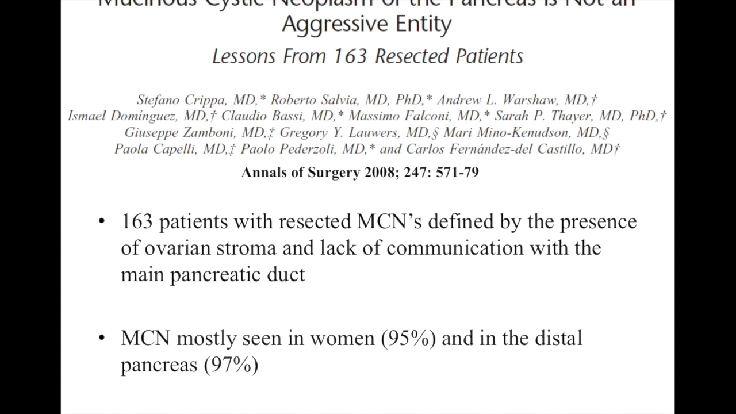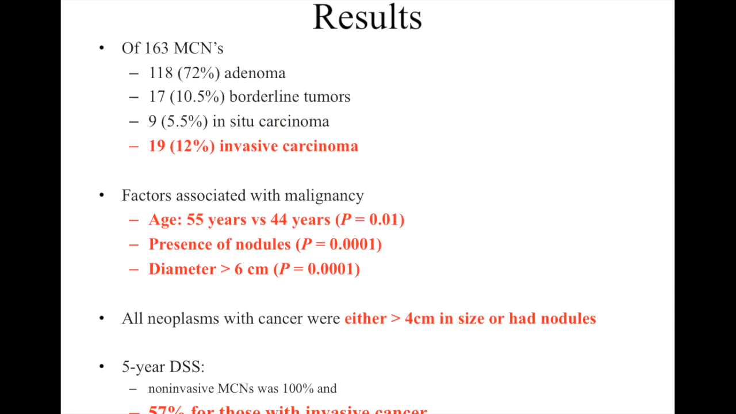A quick literature review to help us understand the malignant potential of mucinous cystic neoplasms. Crippa et al. published this descriptive series in the Annals of Surgery in 2008 of 167 patients, which showed the already described features of these lesions, which again occur most typically in females and occur in the tail of the pancreas. And when considering the malignant potential of these lesions, we know that older patients with larger tumors or nodules are more likely to have an invasive cancer.